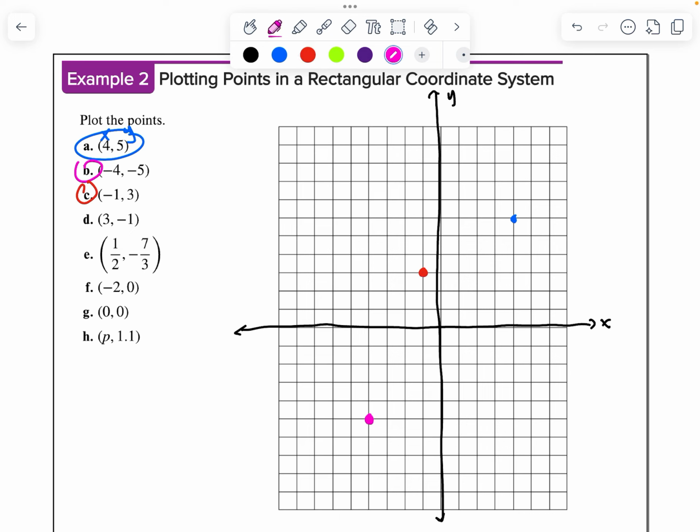How about 3, negative 1? I challenge you to just pause for a second and think about 3, negative 1. 1, 2, 3. Positive 3 in the x, negative 1 in the y. We land right there.